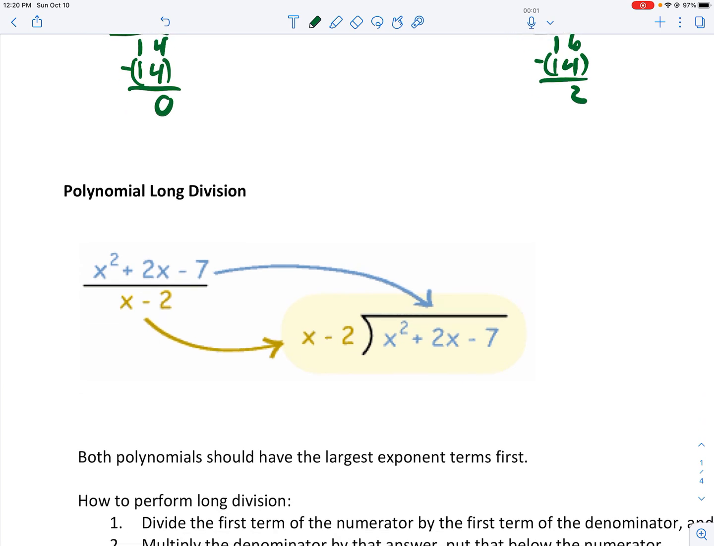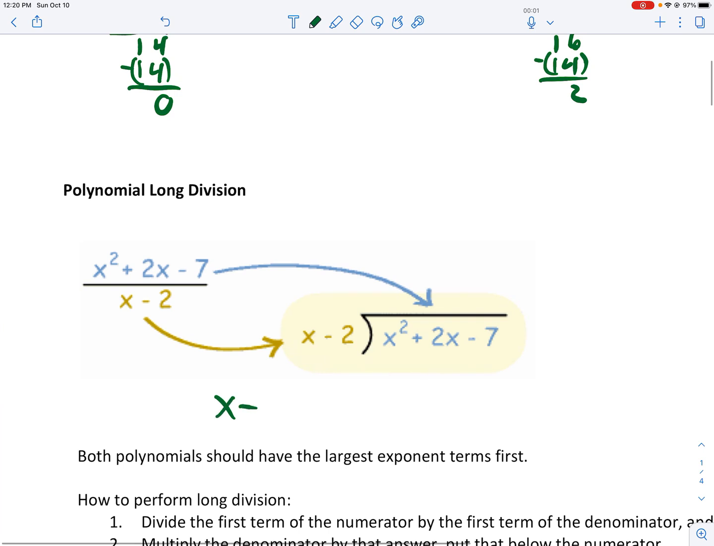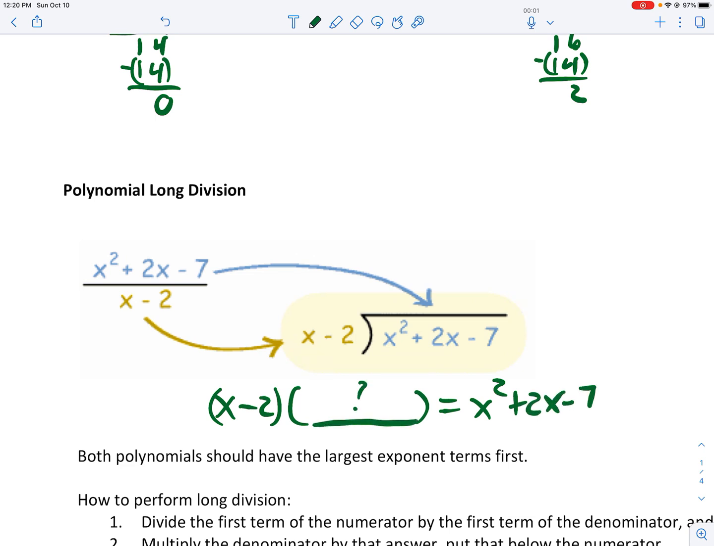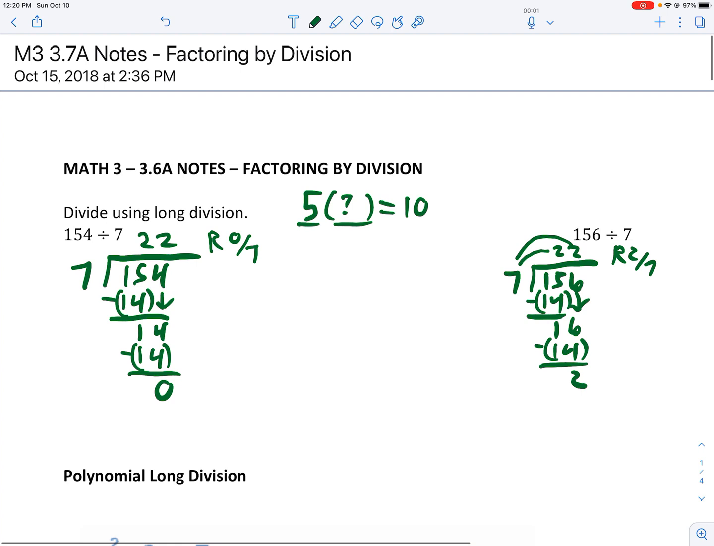So here's an example. This is what we call polynomial long division. So I'm going to divide just like we did on the last two examples. So I'm trying to figure out, I know x minus 2 times something equals x squared plus 2x minus 7. I want to figure out what is that missing something. So we're going to use division. Right? Just like up here, if I said 5 times what is 10, you would find that out by dividing by 5. That's how you would figure it out. Well, that's the same logic that we're going to use.